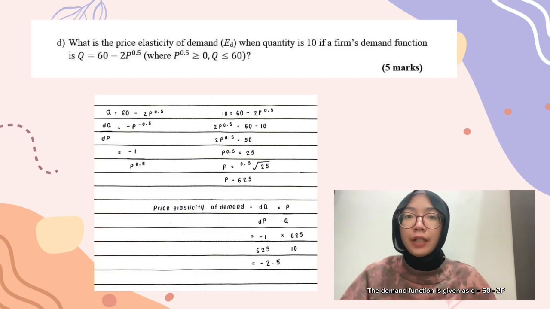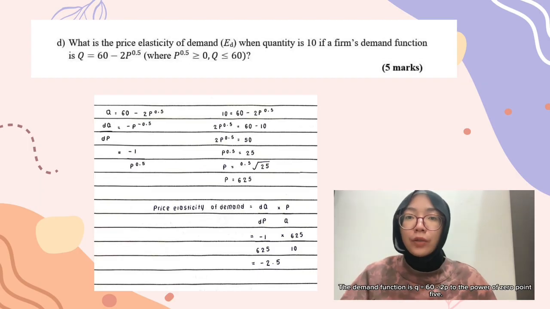The demand function is given as Q equals 16 minus 2P to the power of 0.5. We need to find the price elasticity of demand when Q equals 10. Substitute Q equals 10 into the demand function: 10 equals 16 minus 2P to the power of 0.5. Rearrange to isolate 2P to the power of 0.5. 2P to the power of 0.5 equals 16 minus 10 equals 6. Divide through by 2. P to the power of 0.5 equals 3. Square both sides to solve for P, and we will get P equal to 9.